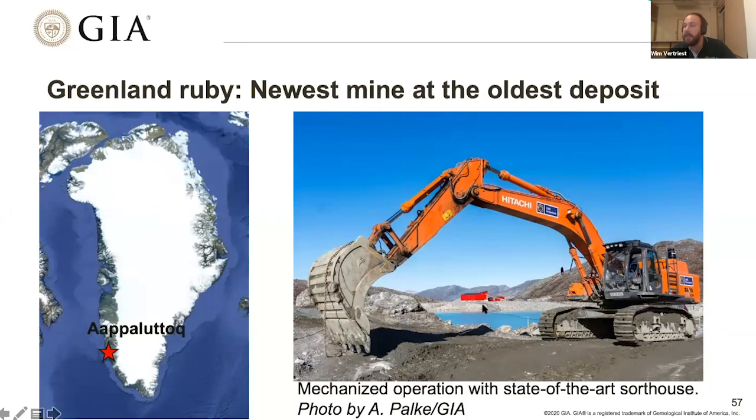And that red building that you can see here in the background is a state-of-the-art sort house, where a lot of the material that is being fed into that sort house automatically gets processed, rubies get detected, and get automatically separated from the waste material. So very high-tech, very modern operation.